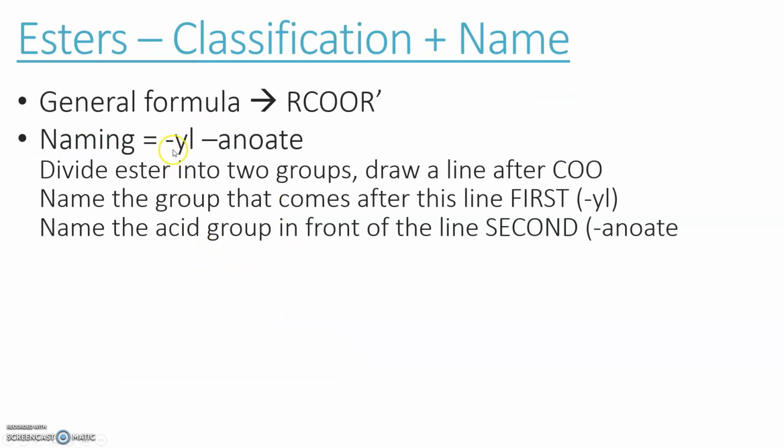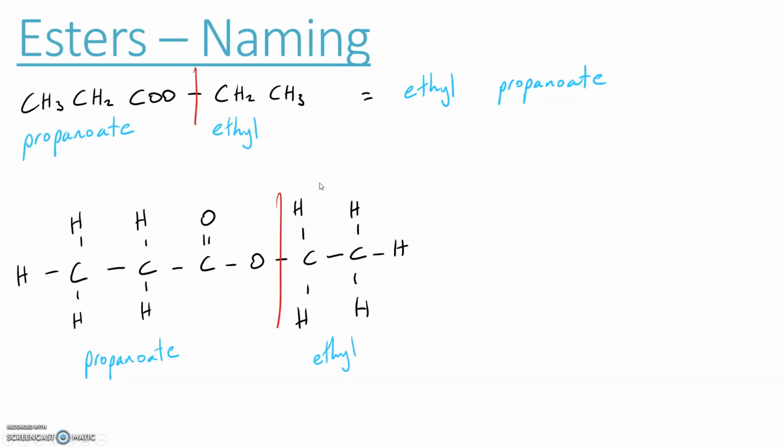So the naming is something-yl, something-anoate. We looked at a previous example, ethyl propanoate. The way we name it is we divide the ester into two groups. In fact, I'll just walk through it here. So in this case, we draw a line. We look for the carbon that has the double bond to the oxygen. That carbon will also have another oxygen attached to it. We draw a line after that oxygen.